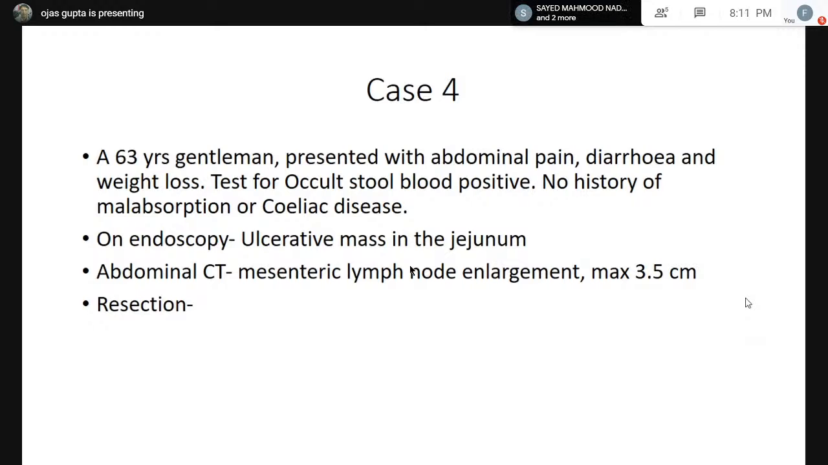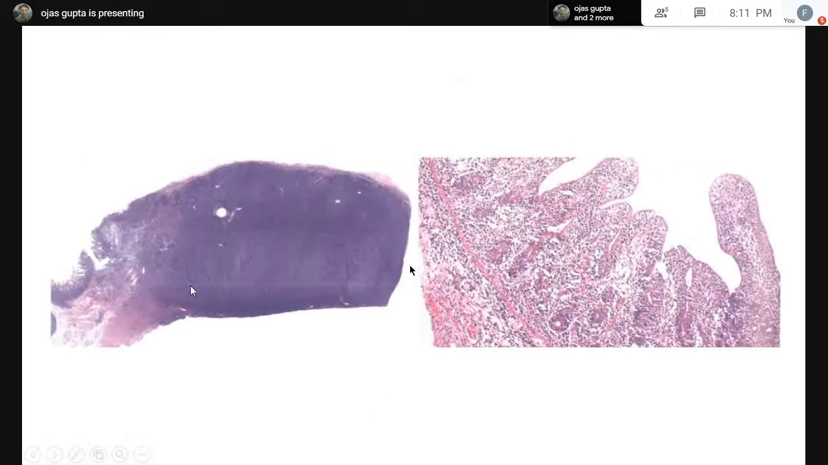Resection was done, and we found that, so this is the intact mucosa, and we can see that there is transmural infiltration of the small bowel wall with ulceration. However, there is no necrosis. Also, the adjacent mucosa shows expanded and distorted intestinal villi, and they contain epitheliotropic lymphoma cells.